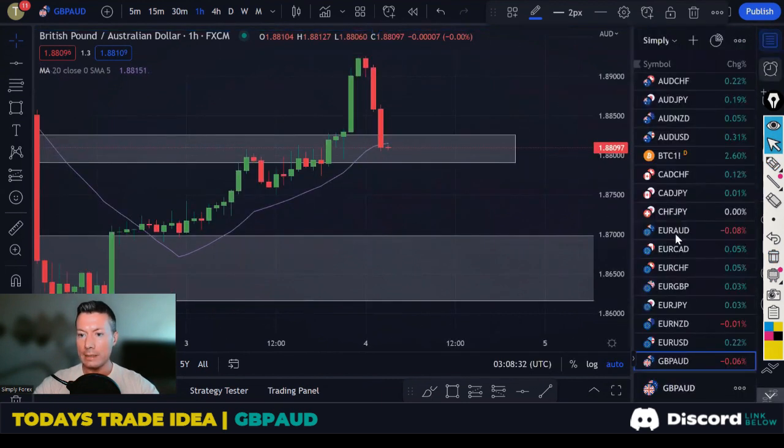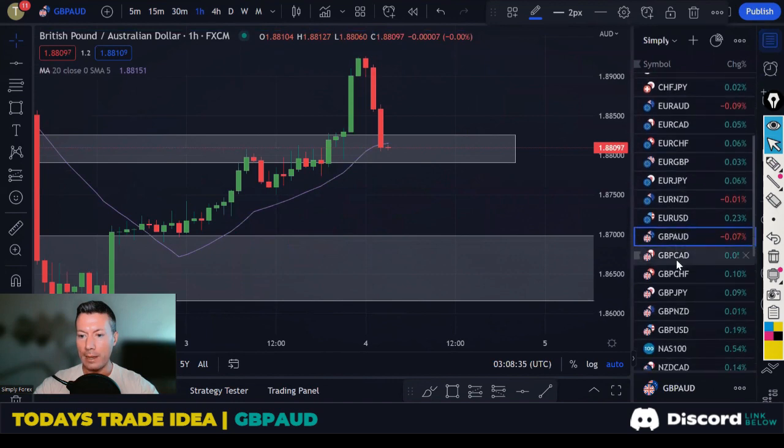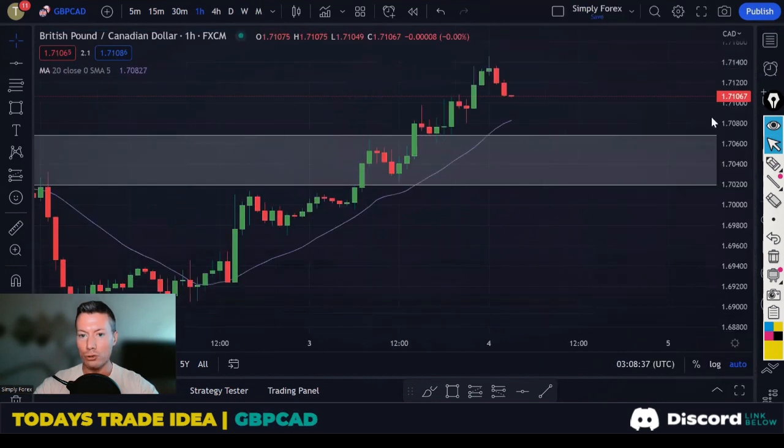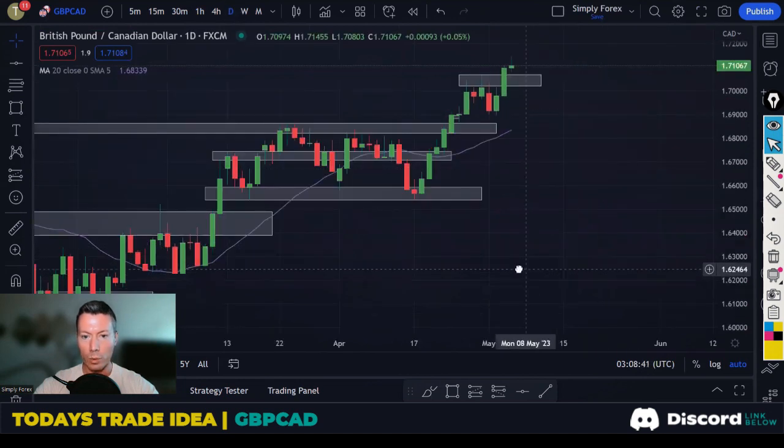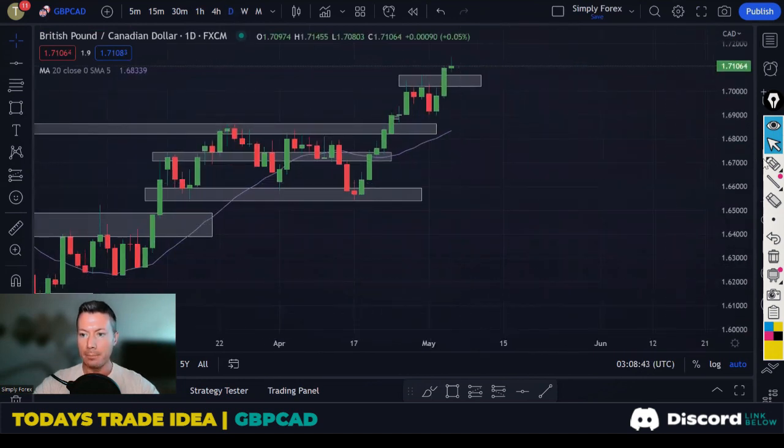The next trade is another pound trade, and it's pound Canadian dollar, pound strength everywhere. If we look at the day chart, what are we seeing? So we're in an uptrend. Yeah, higher highs, higher lows, higher highs. Yeah, we're in an uptrend. Structurally, that's what we're looking at.